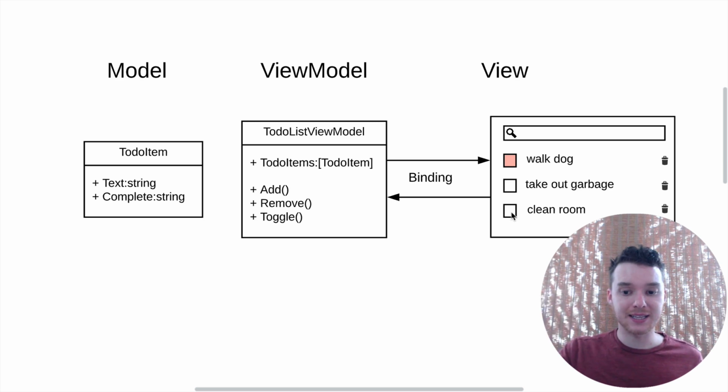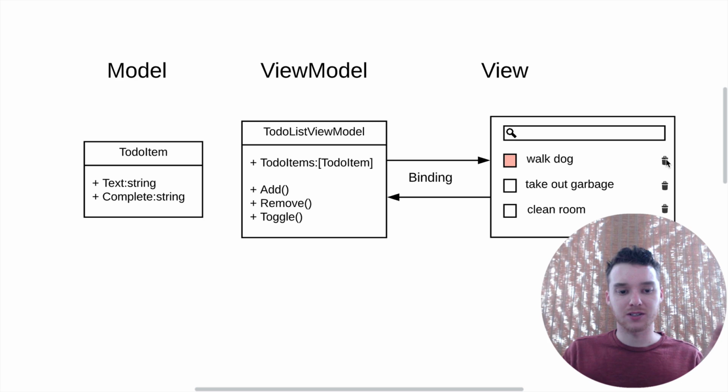Now you can see that there is a mapping between the model and the view, right? The model's text, the to-do item's text, is displayed over here in the view. And then we also display whether or not it's complete. If you've checked this checkbox, like if it's red, that means it's complete. Otherwise, if it's unchecked, that means that it's incomplete. And then we also have this little trash can, which will help us to delete these. Okay, so that's the model and the view.